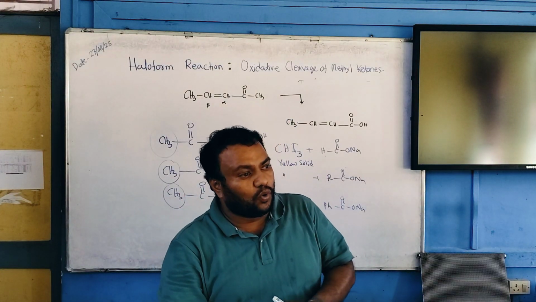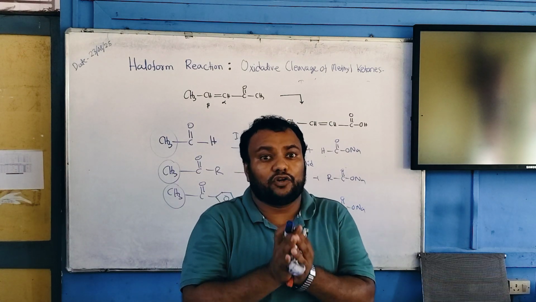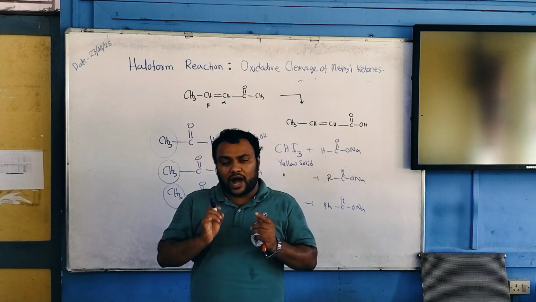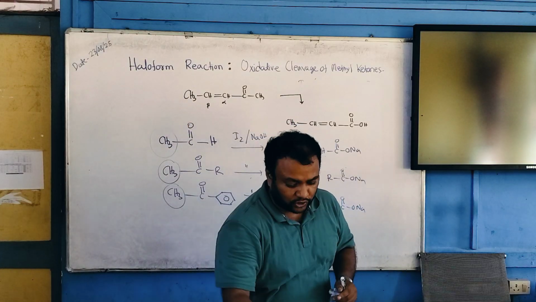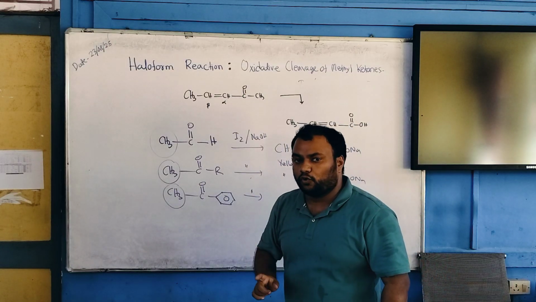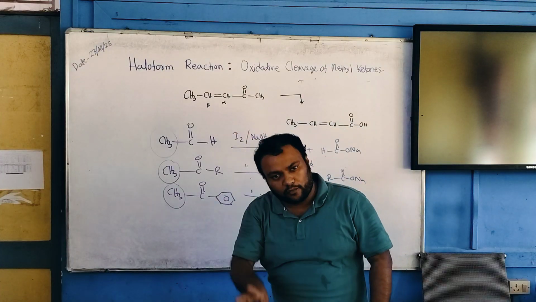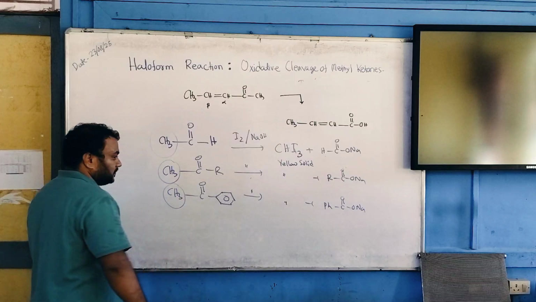So application number 1. If you have an unknown compound and want to know if it contains ketomethyl group, to identify ketomethyl group in an unknown compound, you use haloform reaction. This is a note that you must note down. To identify ketomethyl group in an unknown compound, haloform reaction can be performed. Clear? So this is your haloform reaction.